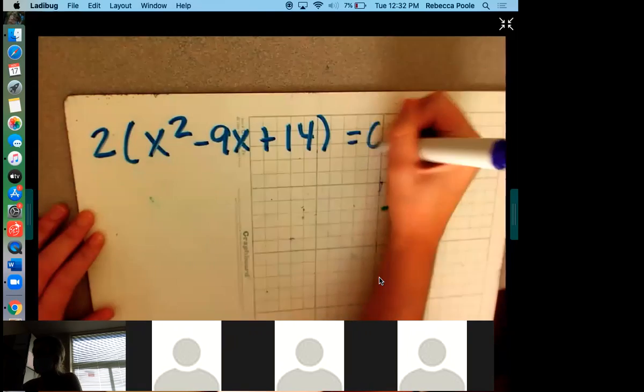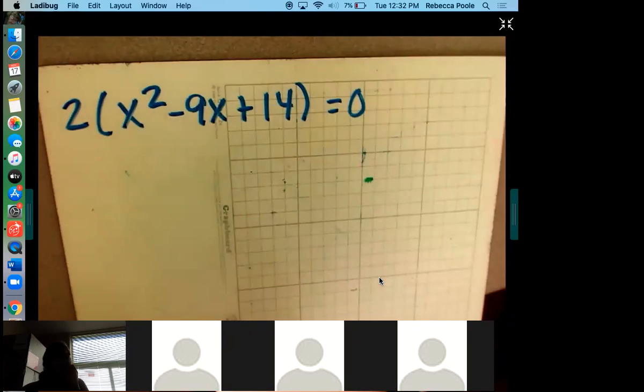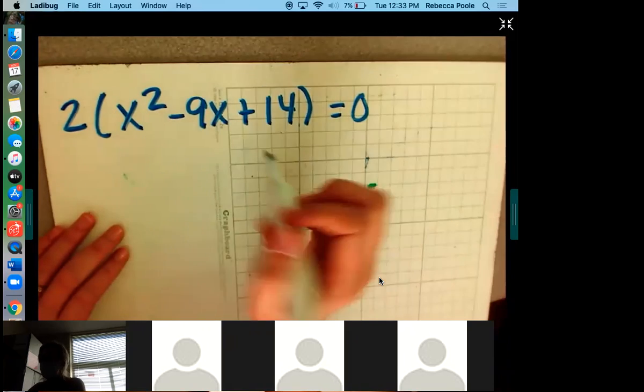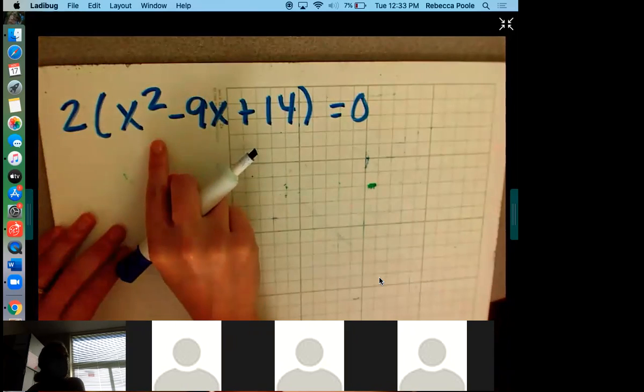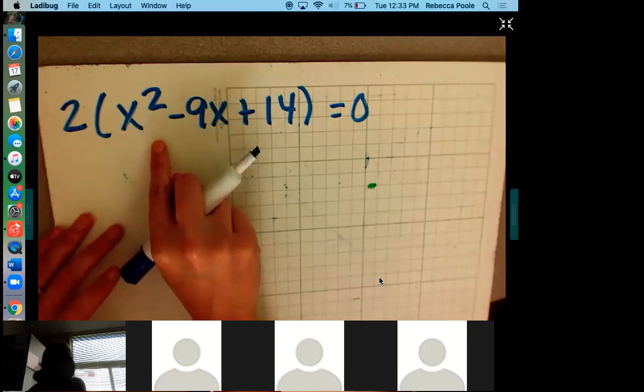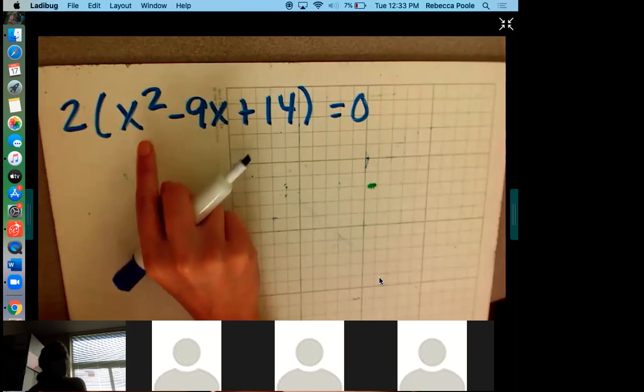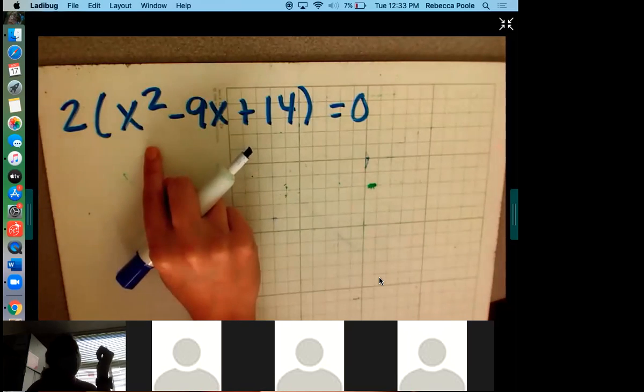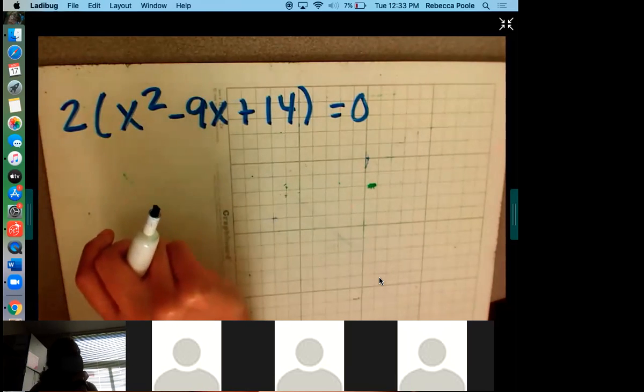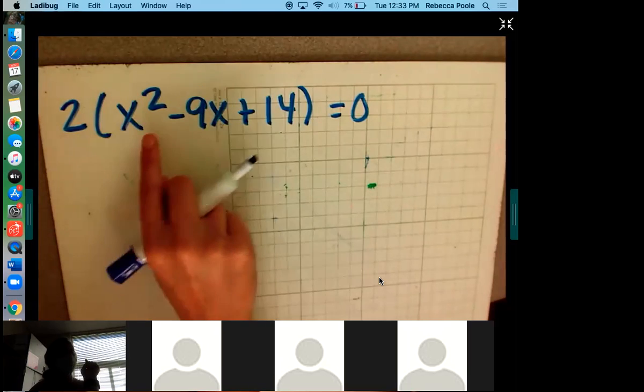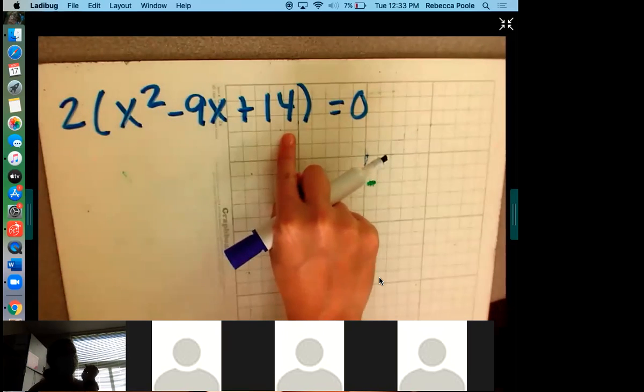From here, we're still not done factoring because we still have an x squared. Make sure everybody's watching. I still have an x squared on the inside. So now you look at, is it a binomial or is it a trinomial? Which one is this one? The trinomial. There's 1, 2, 3 terms inside.